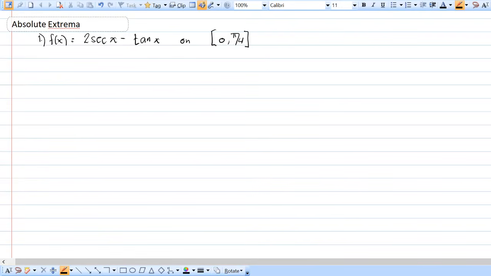Hello everyone! Ako ulit to, si Rose Ann, at nandito tayo para ituloy yung discussion tungkol sa absolute extrema. So, simulan natin dito sa function na 2 secant x minus tangent x on a closed and bounded interval 0 to pi over 4. So, the goal is to find the absolute extrema of this function.